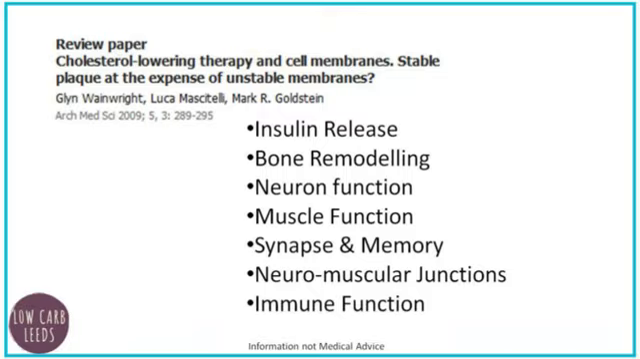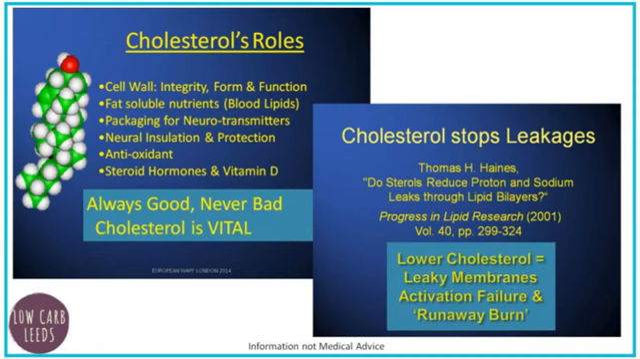I'll just summarise quickly on this next slide, cholesterol's role. So we talked about cell wall integrity, form and function. Okay, which is, we know that it is a wrapper for things that are moving around in the blood. We know it's packaging for neurotransmitters. It's always good, it's never bad. And of course it's an intermediary in the production of a lot of steroids as well.